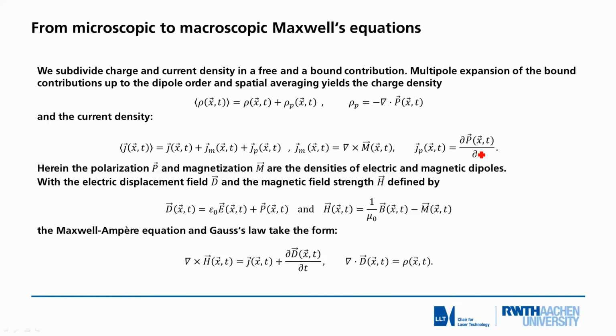The polarization and the magnetization are the densities of electric and magnetic dipoles, with the electric displacement D and the magnetic field strength H. We can introduce two magnitudes connecting now the polarization and the electric field, respectively the magnetization and the magnetic induction, to the magnetic field and the electrical displacements. And then if we introduce these magnitudes and we combine them with the formulas above, we get one of the Maxwell equations, the so-called Maxwell-Ampere equation, which is this expression here. And we also obtain the Gauss law, which then takes the form shown here, connecting the dielectric displacement with the charge density ρ.